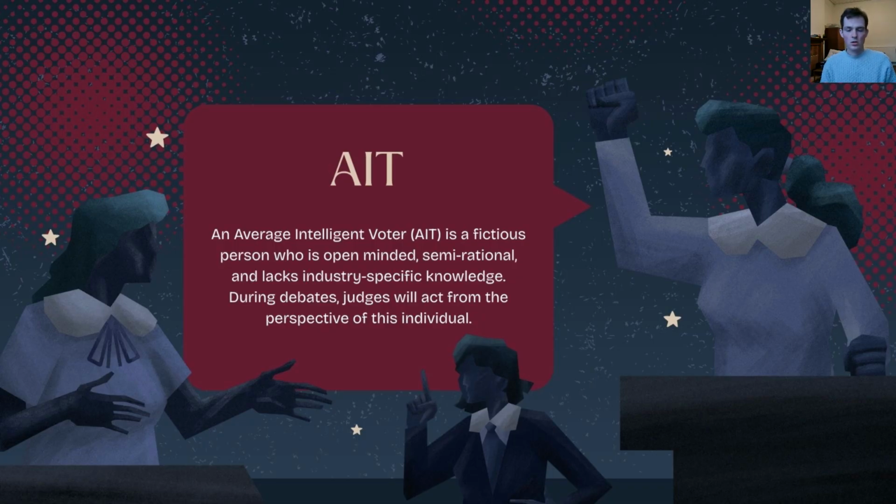They are semi-rational, so not purely rational. Simply listing concrete explanations is not always going to triumph over the emotional impacts of things. They are just an average human being that can rationalize, but not perfectly. And they specifically lack industry knowledge. This ties into something I discussed in the previous episode, where in your prep time you cannot use the internet. This is not just because it's cheating, it's also because using the internet is not going to help you at all with these average intelligent voters, with these judges.